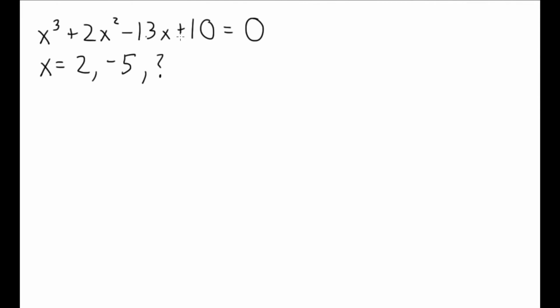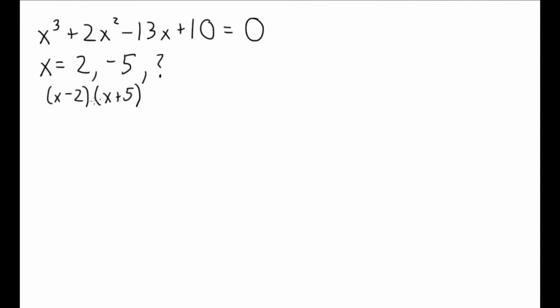We can either divide this whole thing by x minus 2 to give us the root of 2, and x plus 5 to give us the root of negative 5. So the 2 options are, we can either divide this whole thing by x minus 2, and then divide the result of that by x plus 5. Or the other option, which is going to be faster, is to create a quadratic divisor.